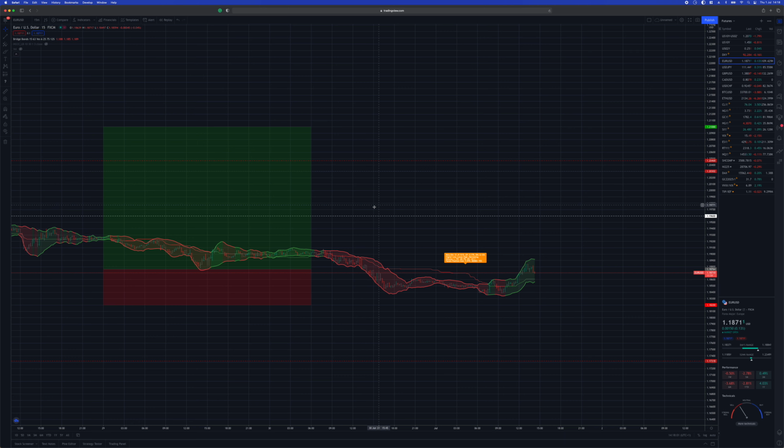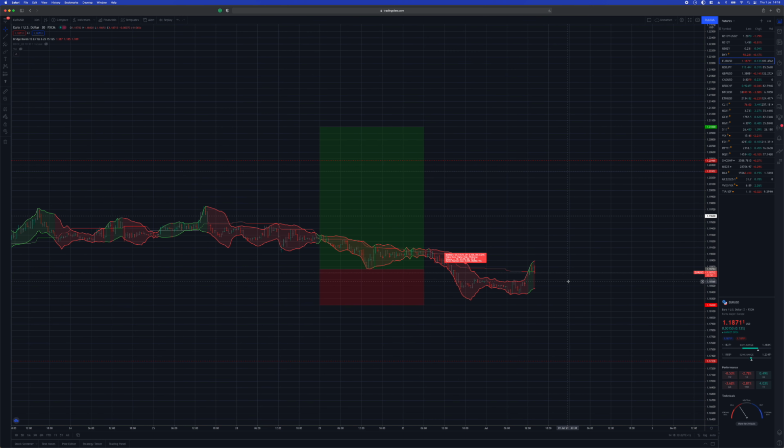Now I'm just waiting for this to play out because we have this level, 118.6, then a bit higher up. It's playing around this level again, 118.7.